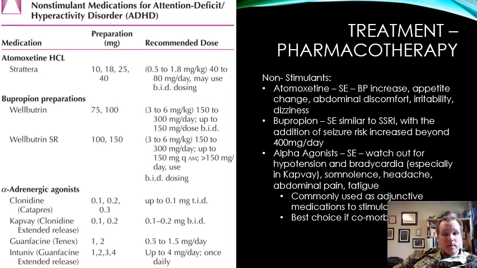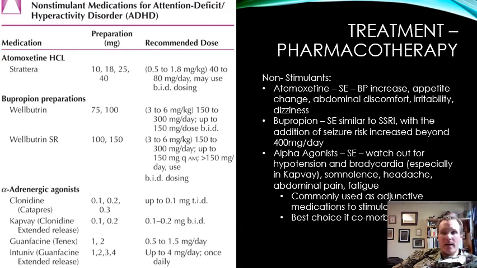The non-stimulant medications are of three types. There is Strattera, which is a norepinephrine reuptake inhibitor. There is Wellbutrin or bupropion, which is a norepinephrine and dopamine reuptake inhibitor. And there are the alpha adrenergic agonists, including clonidine and guanfacine.